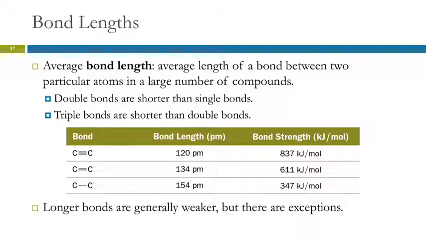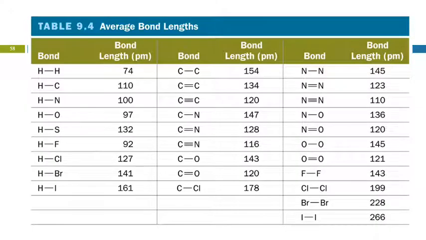If you think about like maybe a stick, if a stick's very long, it's going to be easy to break. If it's very short and the same diameter, it's going to be really hard to break, right? So longer bonds are generally weaker. Here's a table showing average bond lengths. I can't recall ever actually doing anything with these bond lengths, but there they are. You've seen them.